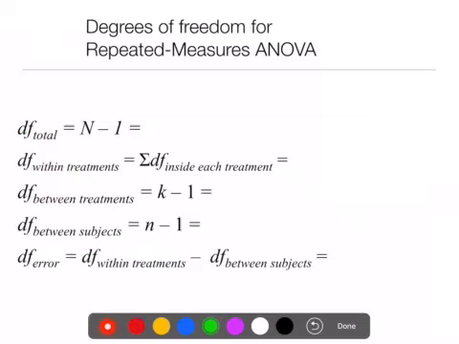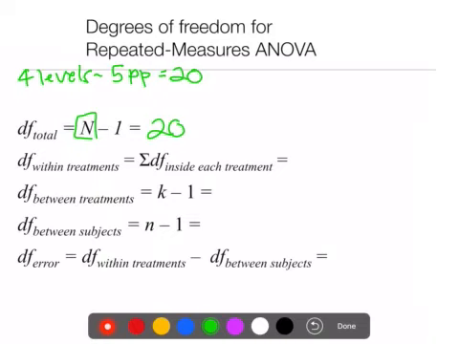Okay, so what we have here is the degrees of freedom. We said that there was a total of 5 people. So for degrees of freedom total, we have 20 as our n, okay? Because we're calculating this just as we would if this was a one-way ANOVA. We're treating the data as if it was a one-way ANOVA. Our n is the number of scores that we have. Well, we have 4 levels and we have 5 people. That equals 20 scores. So this is going to be our degrees of freedom total, okay? So 20 minus 1 is equal to 19.